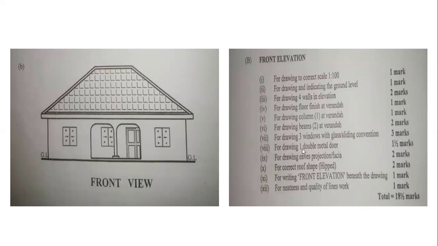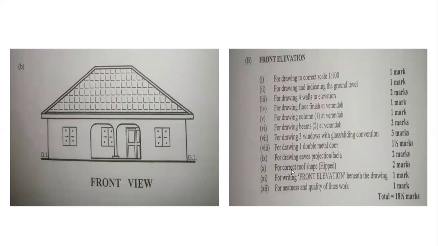And for drawing 1 double metal door, 1.5 marks. So this is the 1 double metal door they are talking about. 1.5 marks were awarded to that. Then for drawing east projection of facial board, we have 2 marks. East projection is the distance between this wall and the end of the roof. Then the facial board is the facial board. So for drawing it, you have 2 marks.